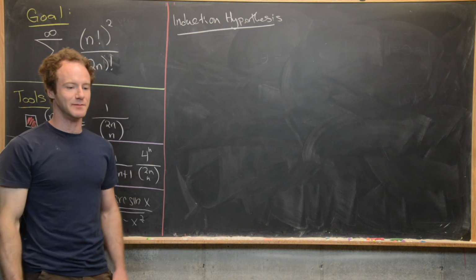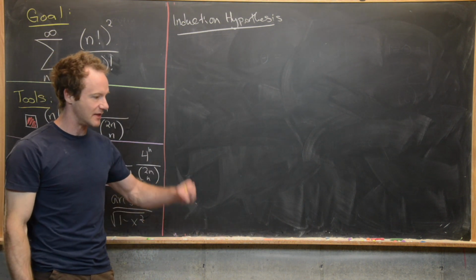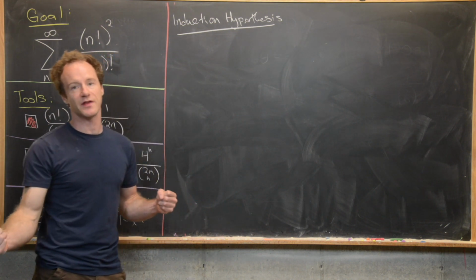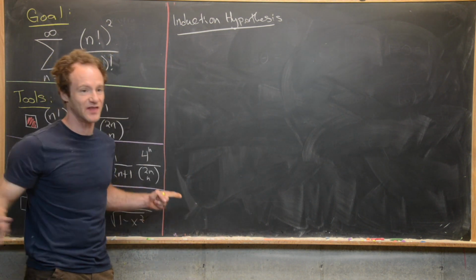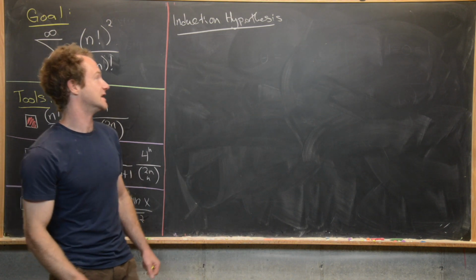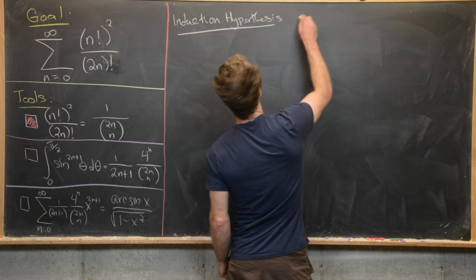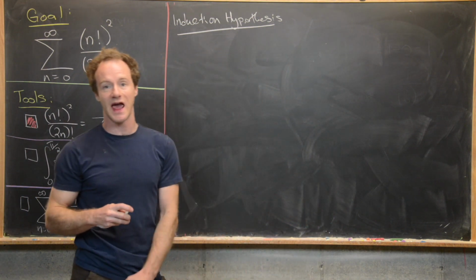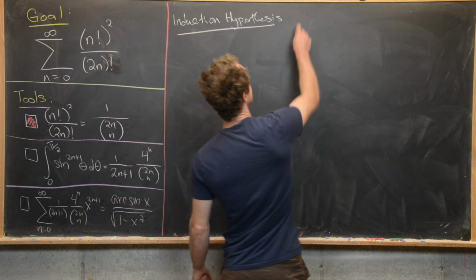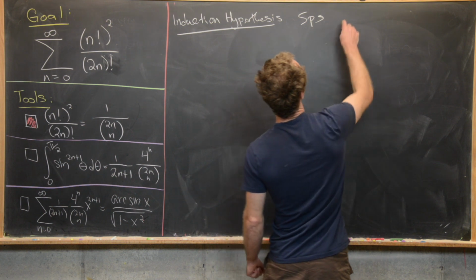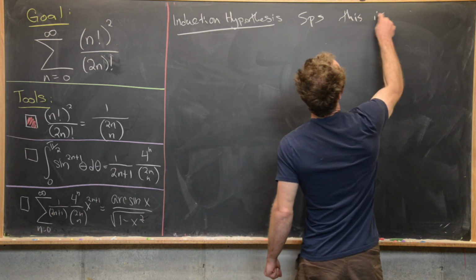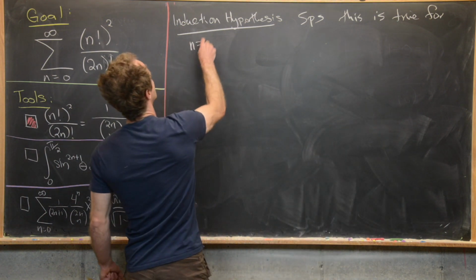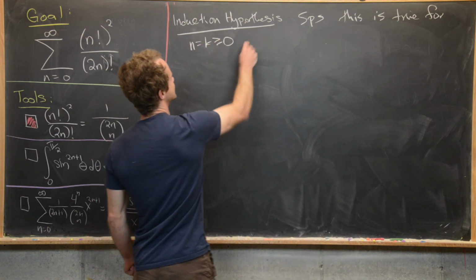In other words, we need to make an induction hypothesis and then prove that that induction hypothesis, possibly with the base case, will give us the next case of this identity. So our induction hypothesis will be that this formula is true for n equals k, and k is bigger than or equal to 0. So let's just write, suppose this is true for n equals k, which is bigger than or equal to 0.